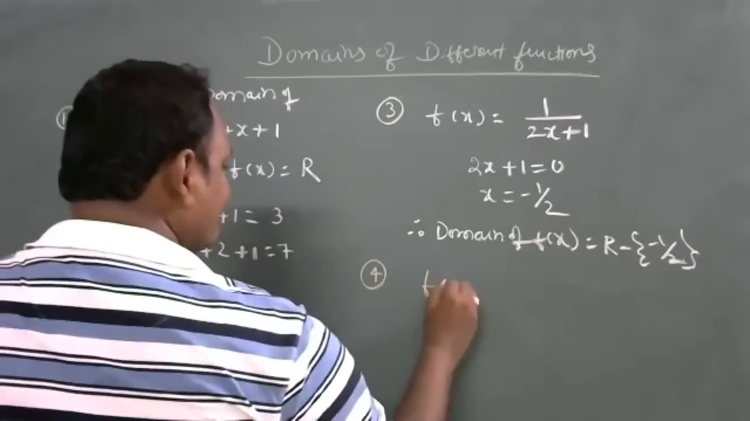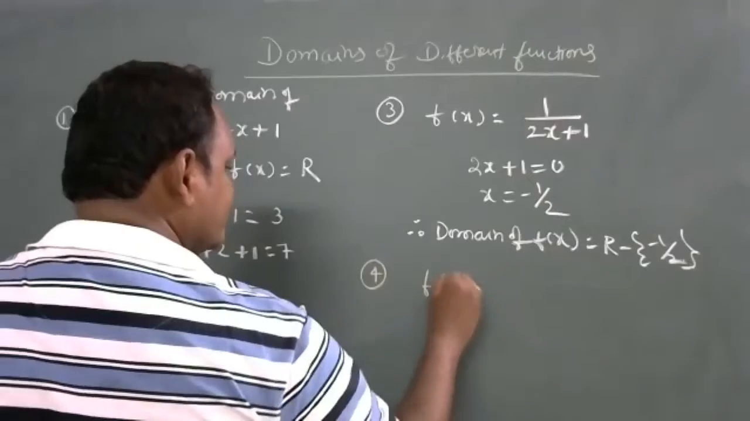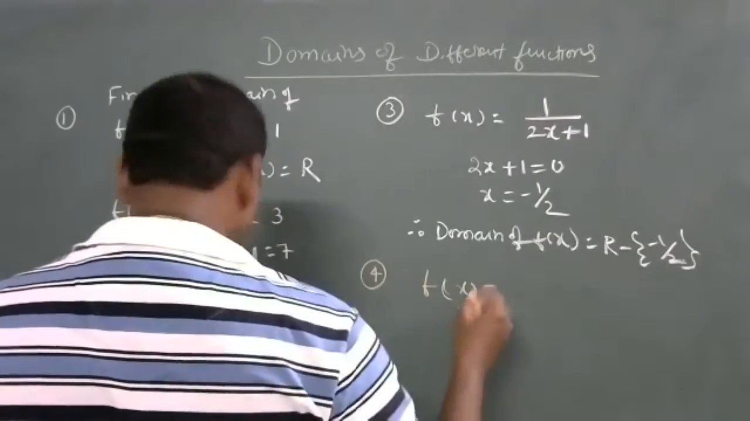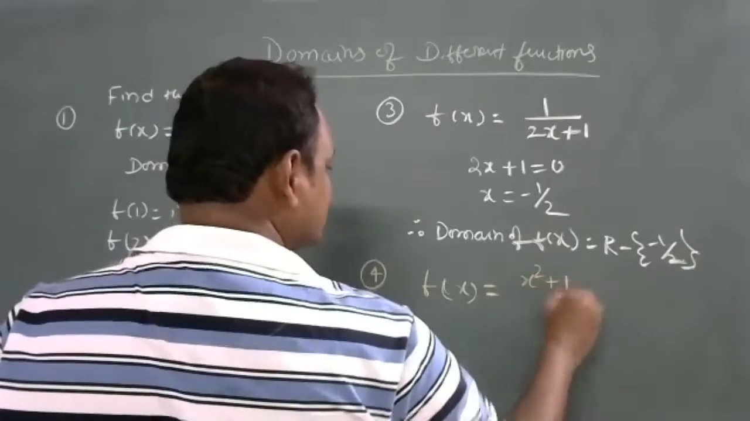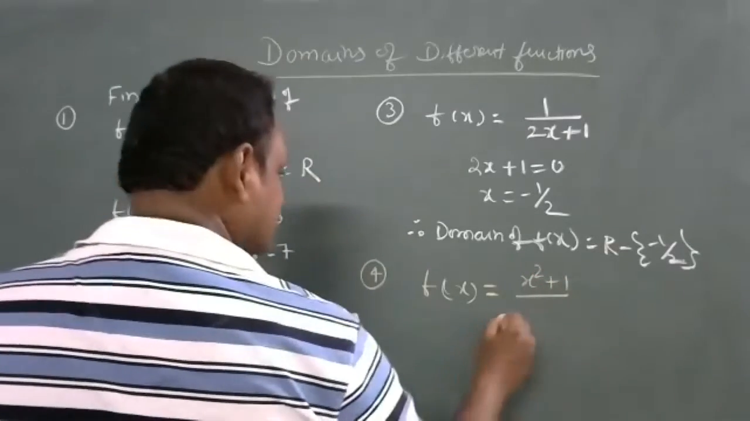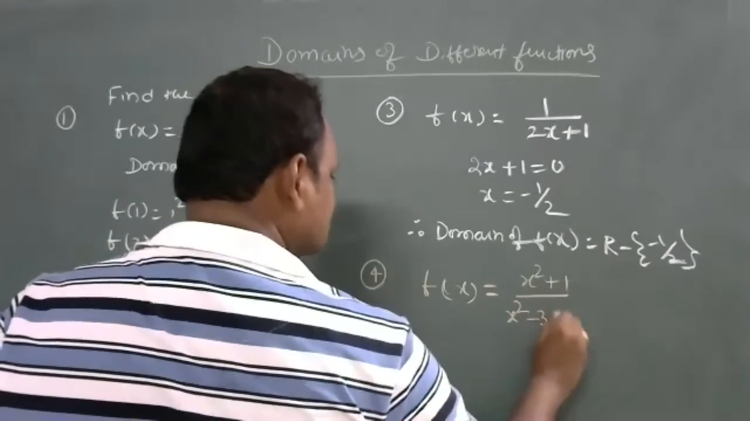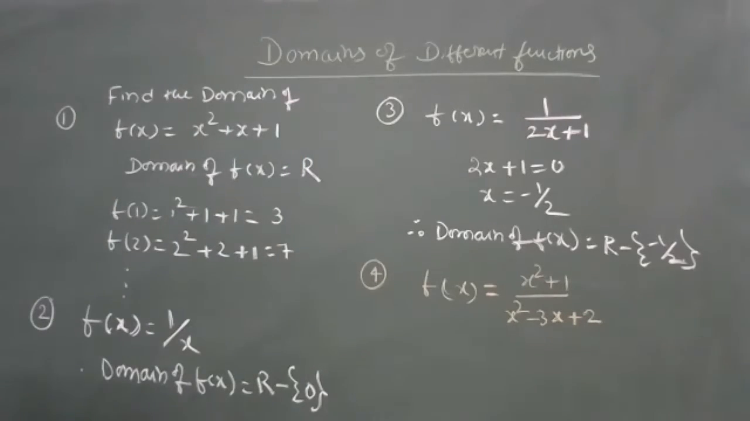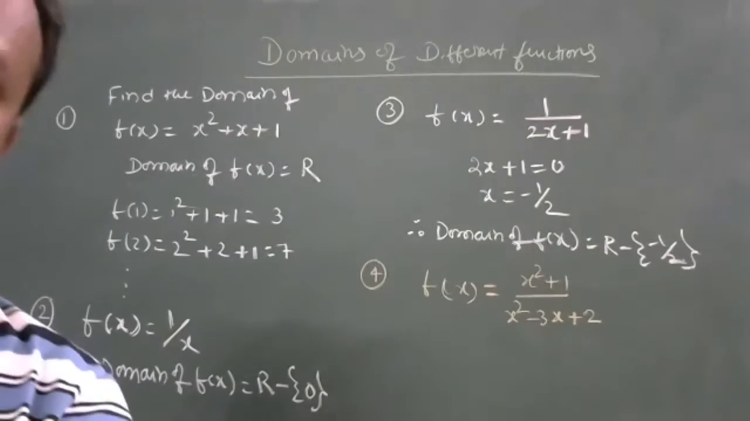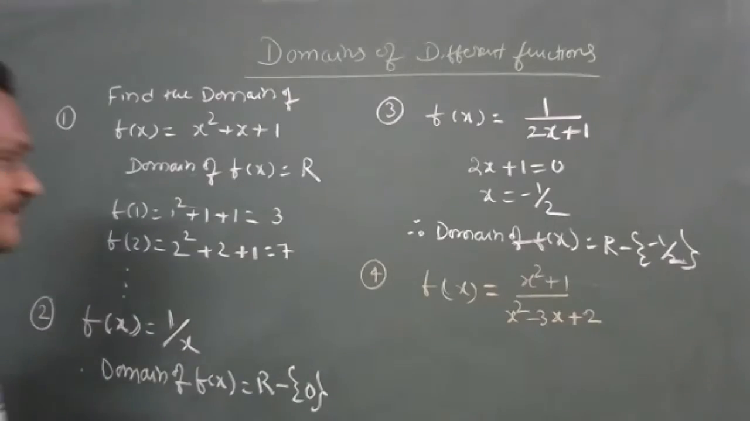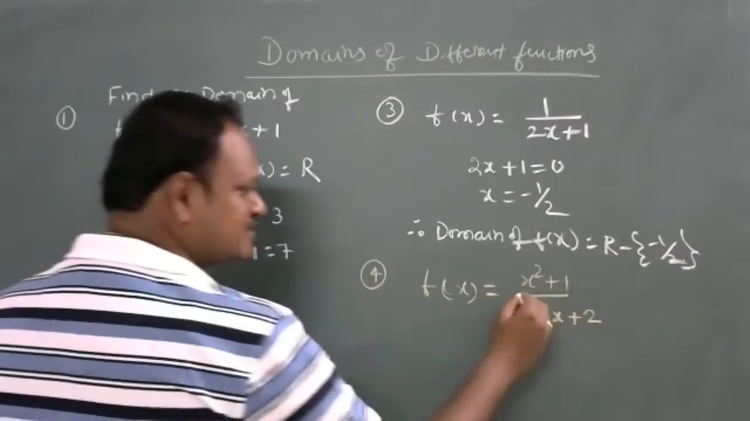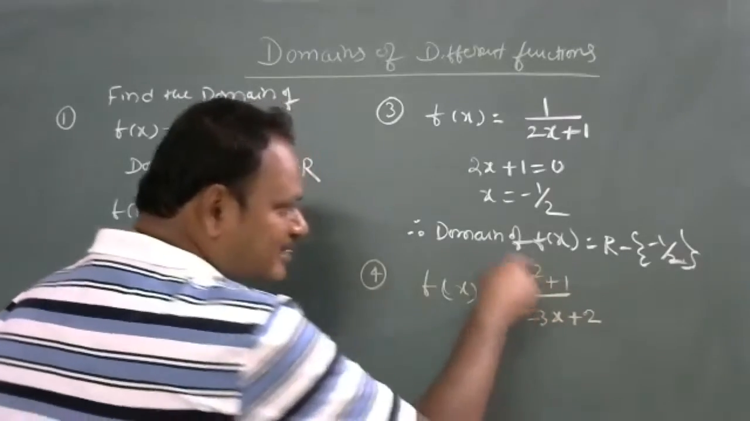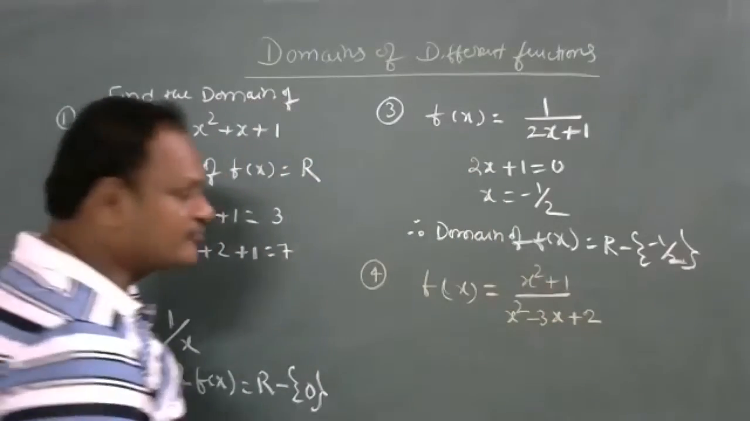What is the domain of f of x is equal to x square plus 1 by x square minus 3x plus 2? This problem, what will be the domain of this? See, my dear students, here the numerator becomes always positive for any real number you give.